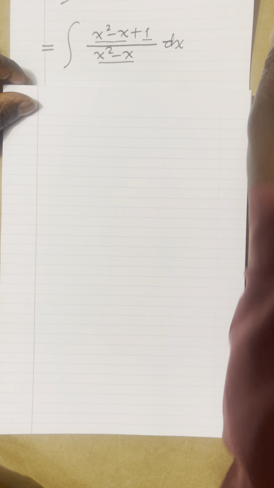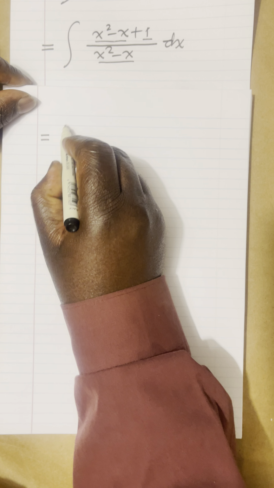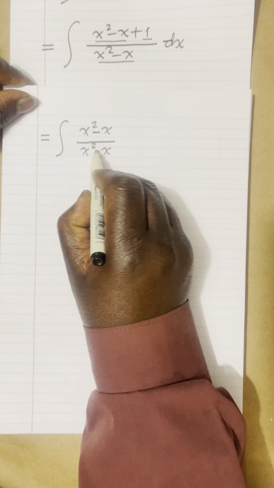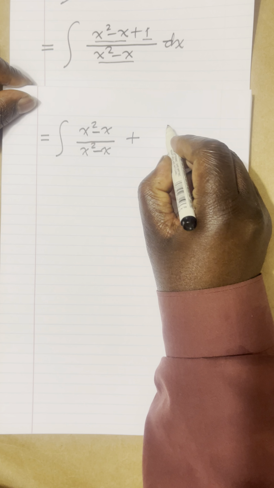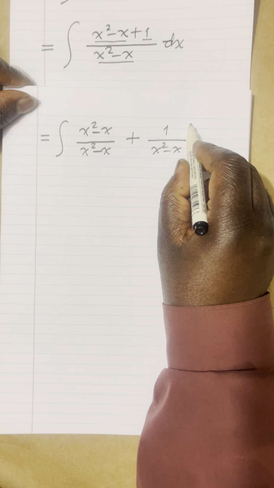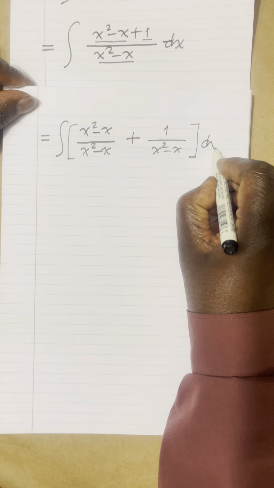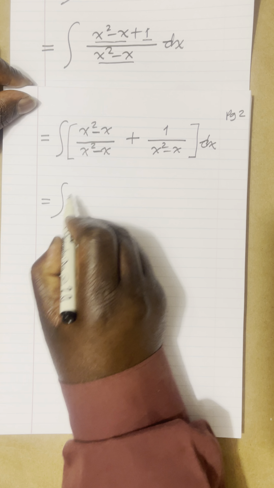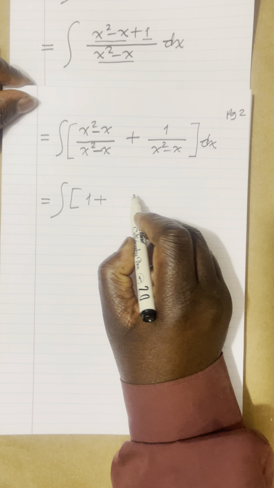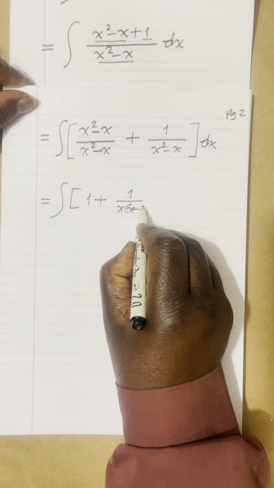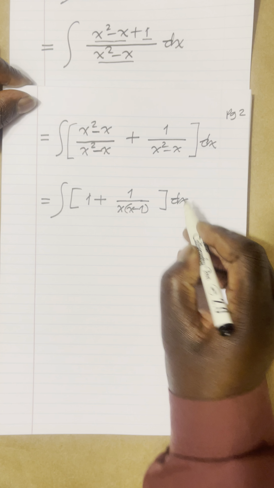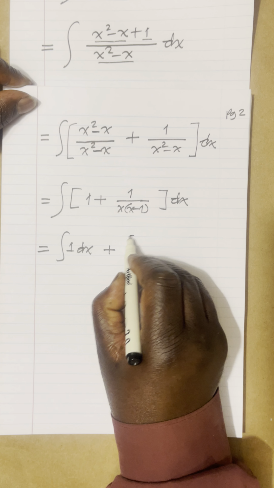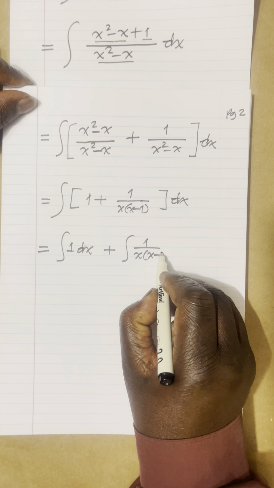So that integral changes to the integral of x squared minus x, divided by x squared minus x, and then we have to say plus, that plus sign there, 1 all over x squared minus x, and then dx. Now this is page 2. Now you can see that that's just 1. So we're saying now the integral of 1 plus, and let me factorize this to 1 over x times x minus 1, and then we have dx. Distribute the integral and dx. You're going to get the integral of 1 dx, and then plus the integral of 1 over x times x minus 1 dx.